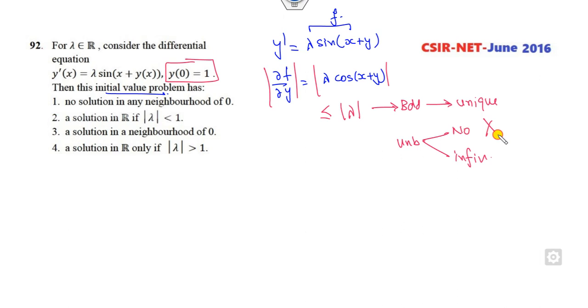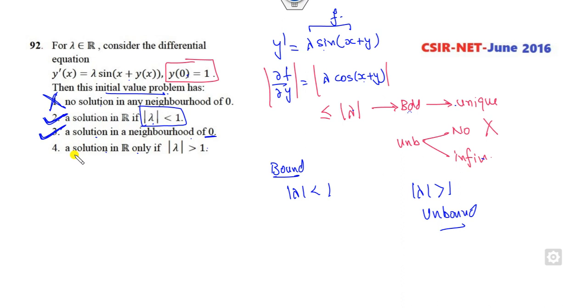Now you can see when it will be bounded: when the mod of this is less than 1. So whenever this is less than 1, you will get a unique solution. That means a solution will exist when it has a bounded solution. So the first option is the correct option. No solution will not happen. A solution in the neighborhood of 0, that's a correct statement, because if you take the partial derivative, it exists everywhere. So a solution exists in the neighborhood of 0. A solution on R only when this is greater than 1. When this is greater than 1, it is unbounded, so infinitely many solutions, but they are talking about a solution, that's the wrong answer. So B and C are the correct answers of this problem.